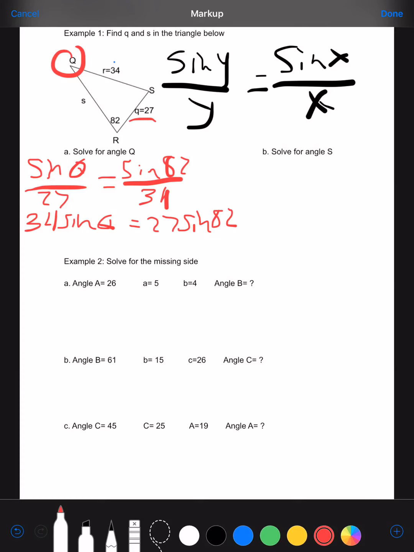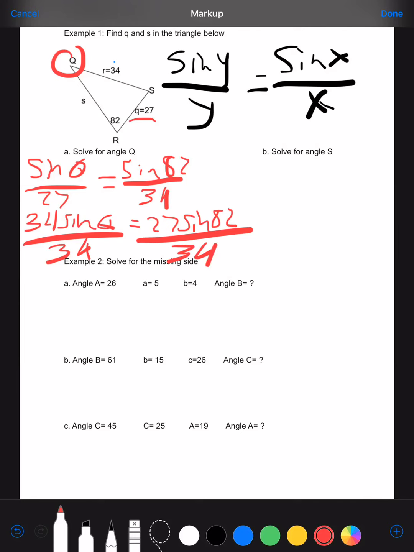Okay, so if you notice here, something's different. We have 34 sine Q, so we're not looking for a side, we're looking for angles, right? So it's going to be a slightly different process at this point, but we're just going to keep going, okay? So we're going to try and get sine Q by itself, so we're going to divide by 34.